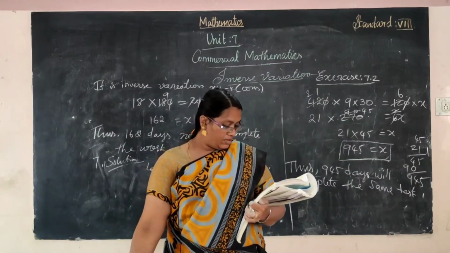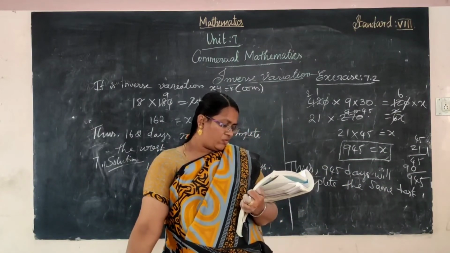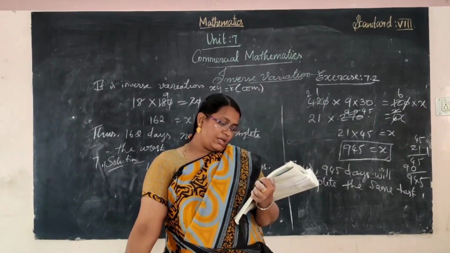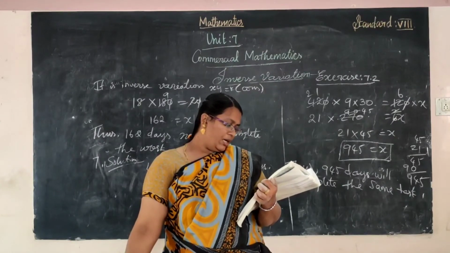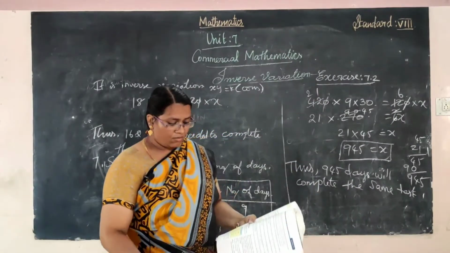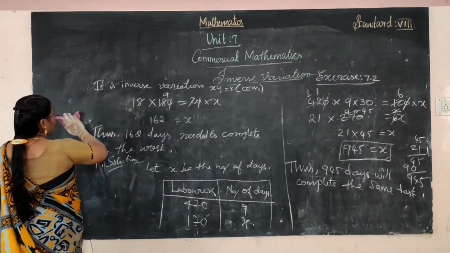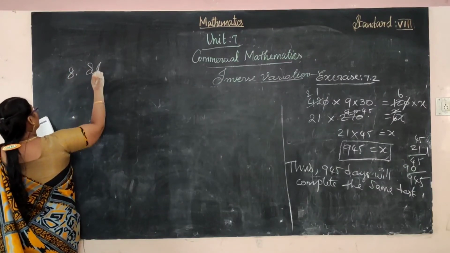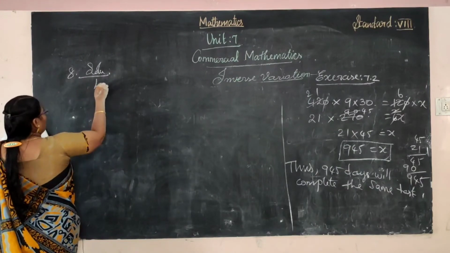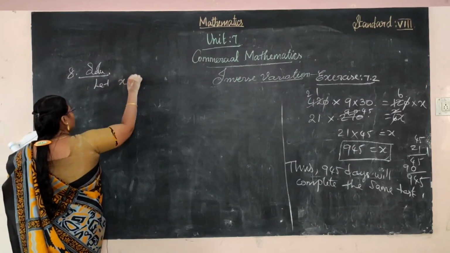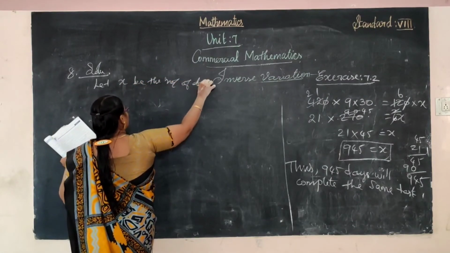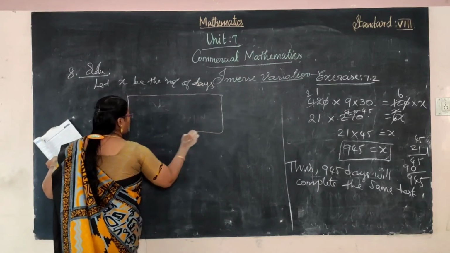And eighth one: a factory needs 42 machines to produce a given number of articles in 63 days. In how many days will 49 machines produce the same number of articles? Let x be the number of days, okay, and draw the table.